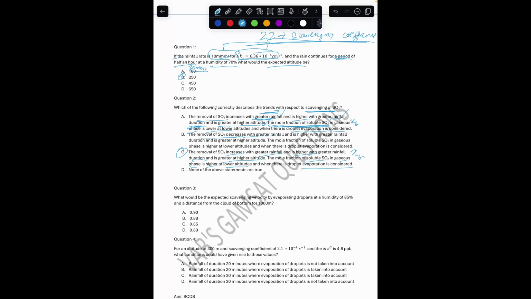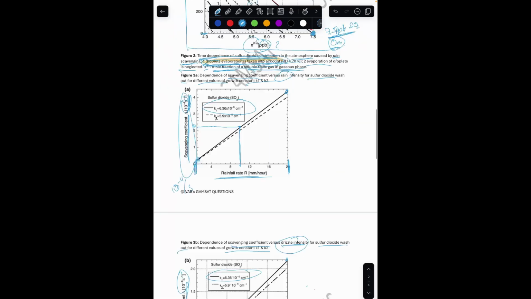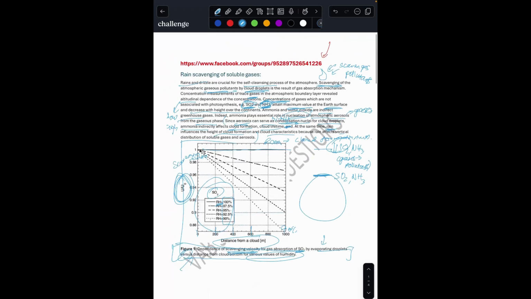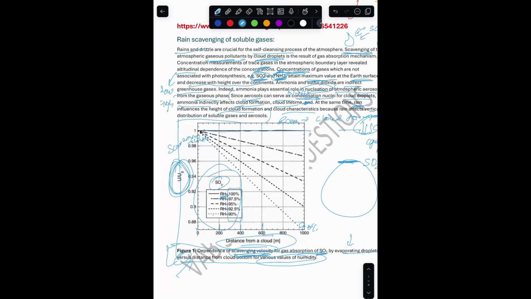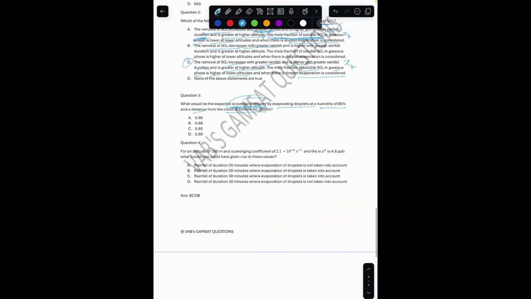Okay, now let's do question 3. What would be the expected scavenging velocity by evaporating droplets at a humidity of 85% and a distance from the cloud bottom of 1,000? Scavenging velocity is unique in that it was only mentioned in the very first figure. If you think back to it, scavenging velocity and distance from cloud bottom are unique to figure 1. So I know I have to refer back to figure 1.